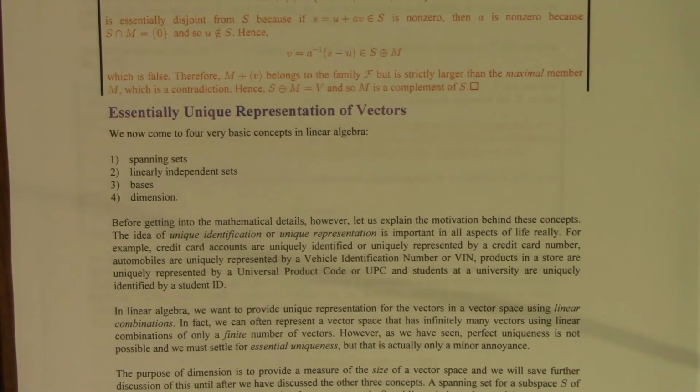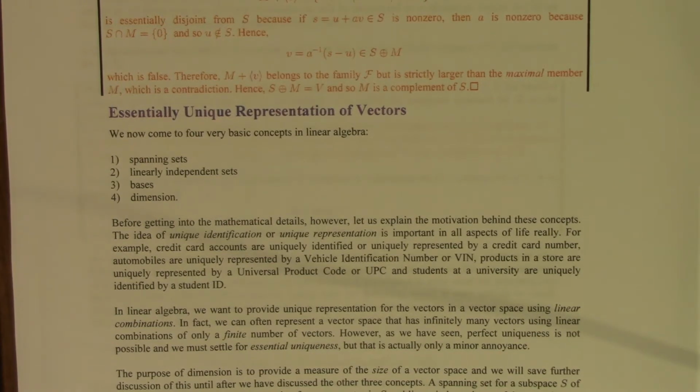The idea of unique identification of objects or unique representation of objects is important not only in mathematics but throughout life. It's everywhere. For example, credit card accounts are uniquely represented by a credit card number. Automobiles are uniquely represented by a VIN number. Products in a store are uniquely represented by a universal product code, also called a UPC. And even students at a university are uniquely represented by a student ID.